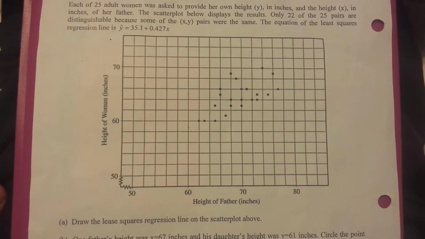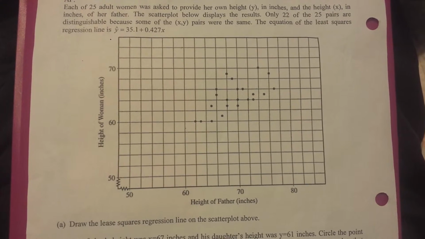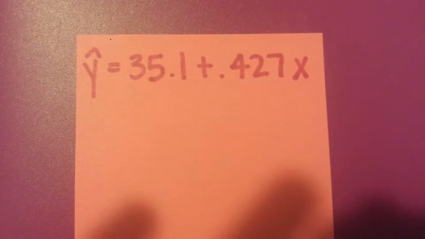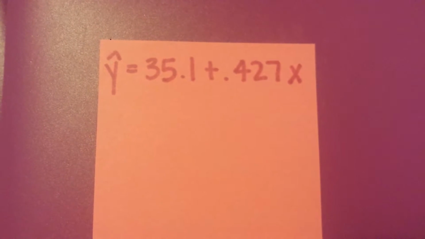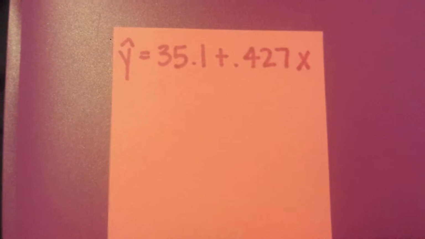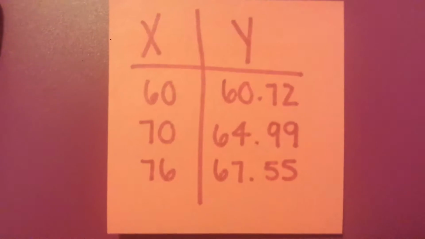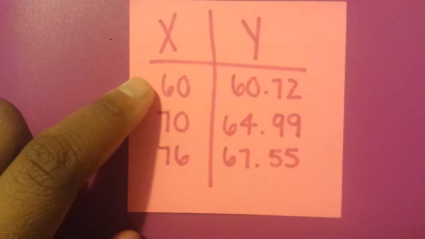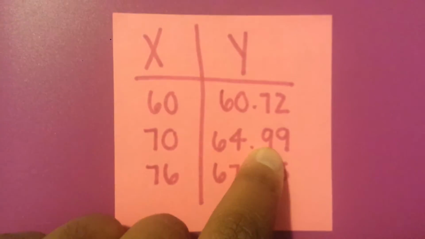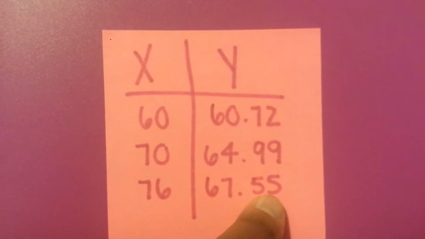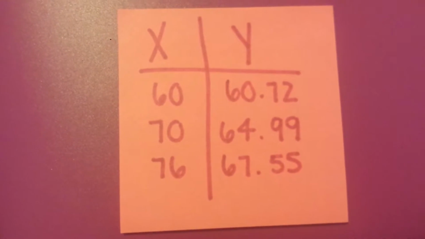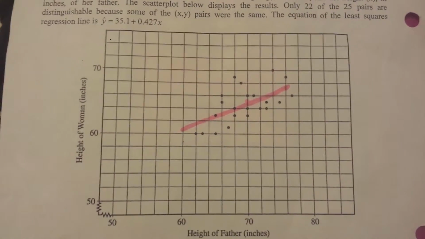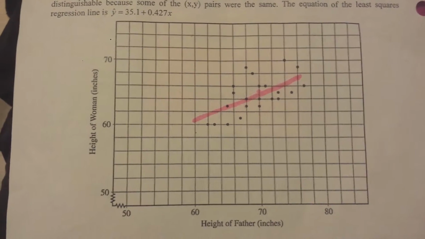A says draw the least squares regression line on the scatter plot above. To do this, I'm going to be using the least squares regression line equation. So using this equation, I'll be plugging in numbers for x and coming out with numbers for y. These are the numbers I plugged in for x, 60, 70, and 76, and I got these for my y. Now using these coordinates, I'm going to plot them onto my graph. Using my coordinates, I got this as my least squares regression line.